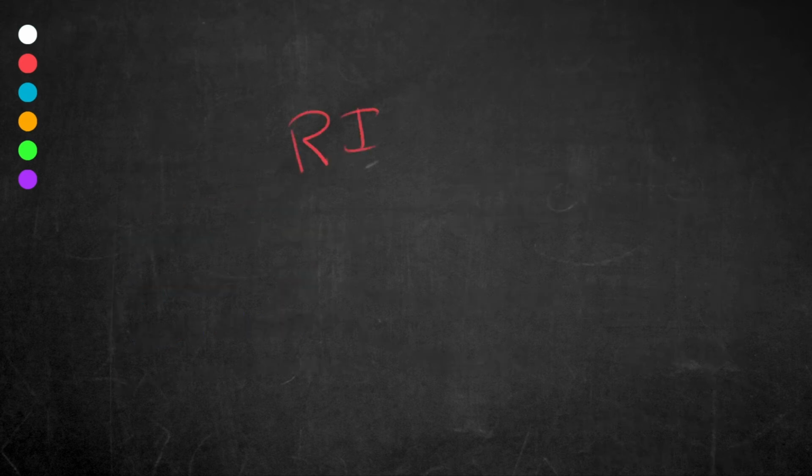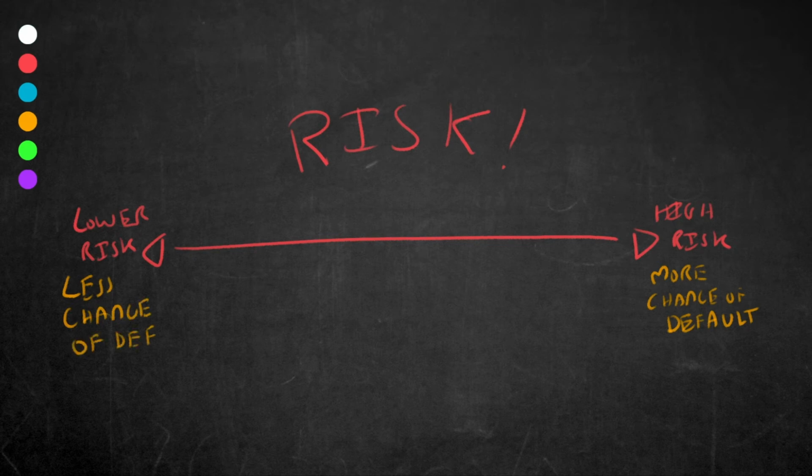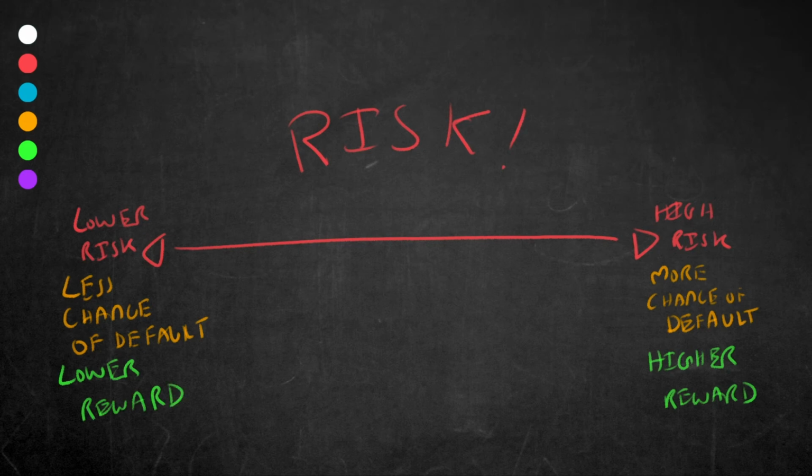Now, there are varying degrees of risk with bonds. Some bonds are considered higher risk, which means the issuer is more likely to default and not be able to pay back their loan. And some bonds are considered lower risk, which means the issuer will be less likely to default. So the greater the risk, generally the higher the coupon, as a higher reward is needed to attract investors to buy it.